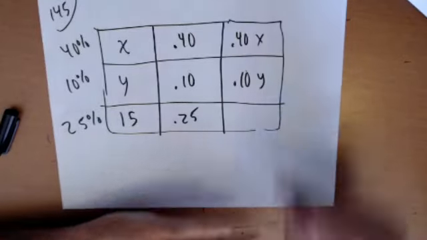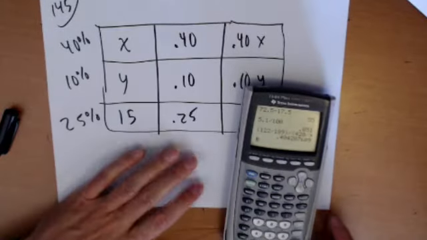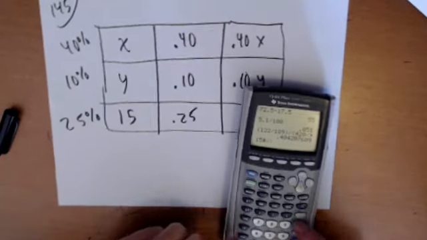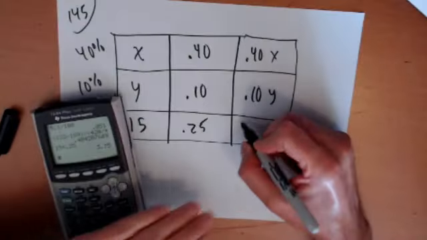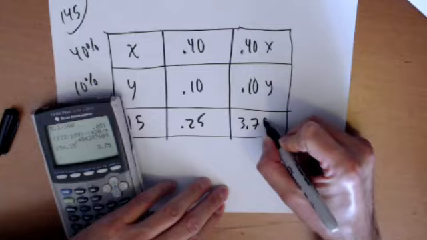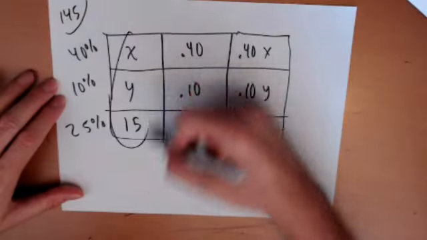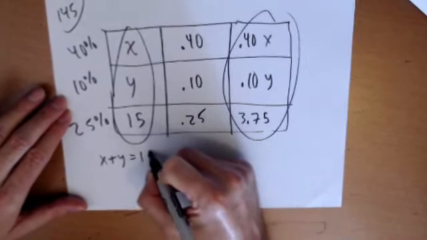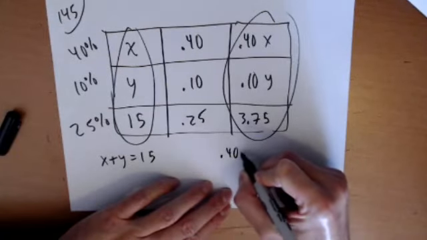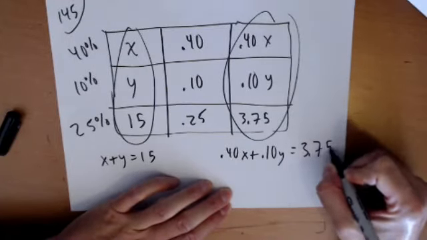You multiply across. 15 times 0.25. Grab my calculator, because I can't do that in my head. 15 times 0.25 is 3.75. Okay, so how does the table work? We have this formula and that. So we have x plus y is equal to 15, and we have 0.40x plus 0.10y is equal to 3.75.